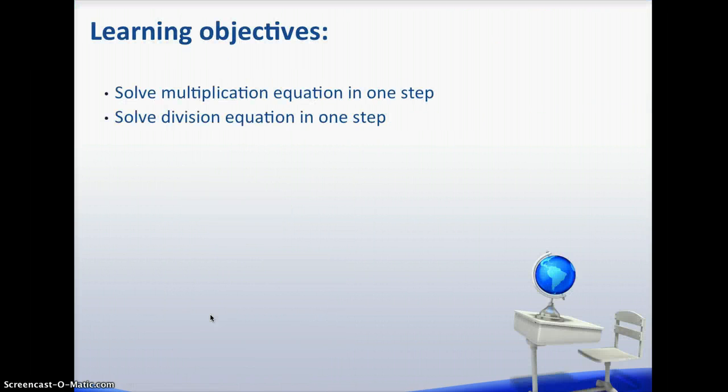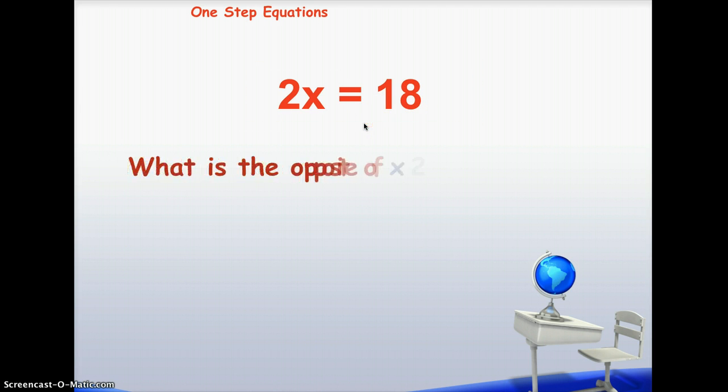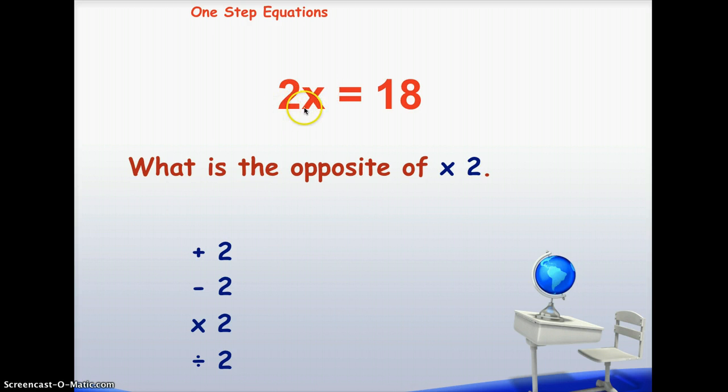In this video, you're going to learn how to solve a multiplication equation in one step and solve a division equation in one step. Let's have an example of a multiplication equation. As you can see here, we have the equation 2x equals 18. And as we have discussed before, if you don't see a multiplication symbol, or any operational symbol, then that means it's multiplication. So in here, it means 2 times x.